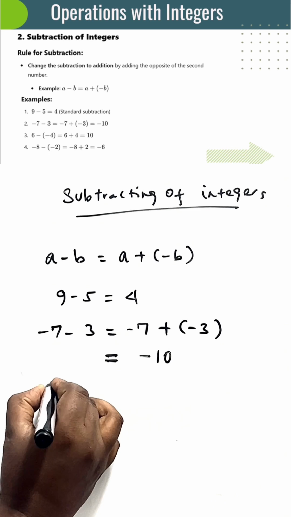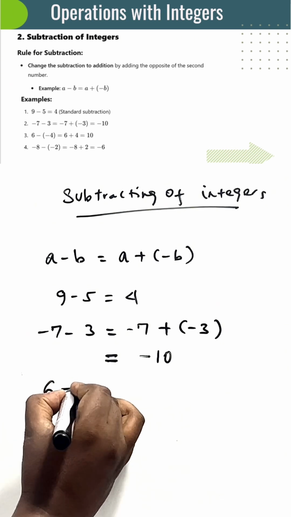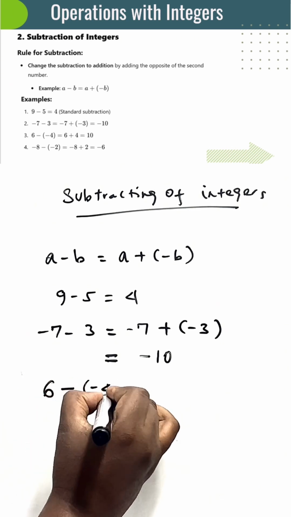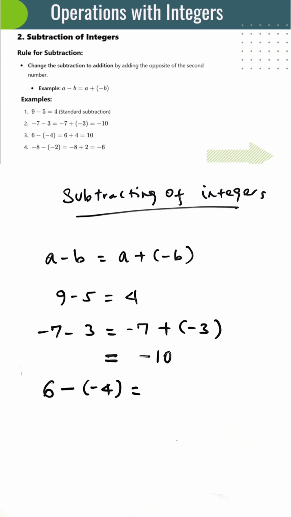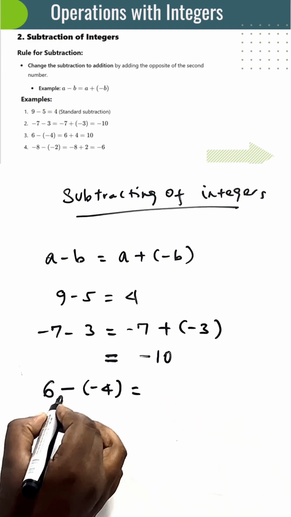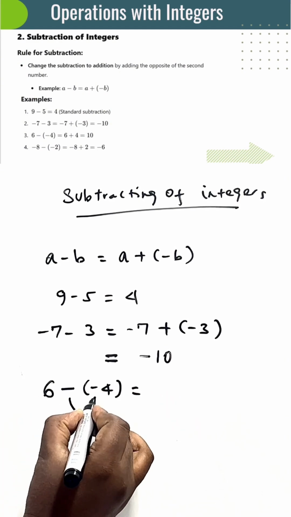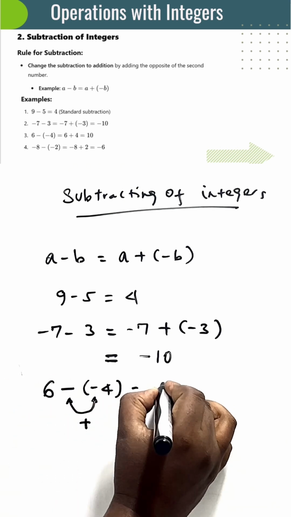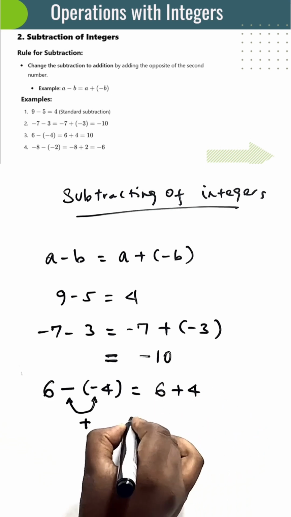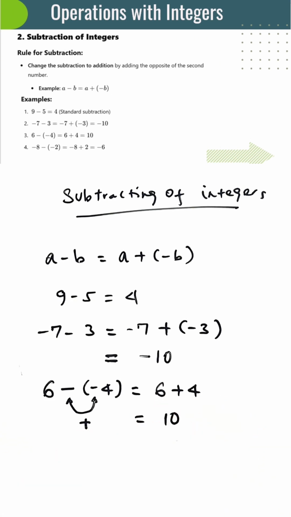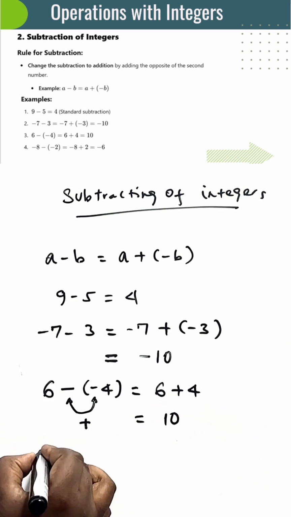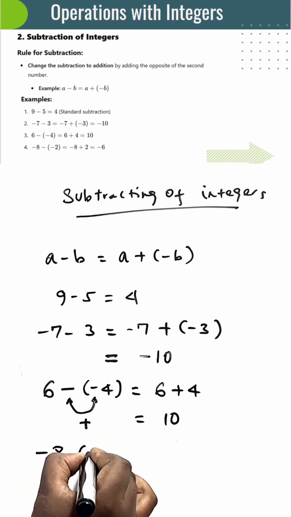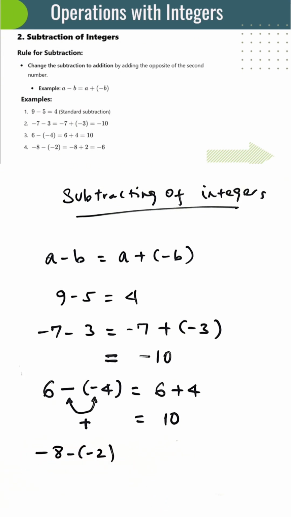Let's do 6 minus negative 4 in this case. What do we do? We have to multiply negative by negative. That would be positive, so this is going to be 6 plus 4. How much would this be? It would be 10.